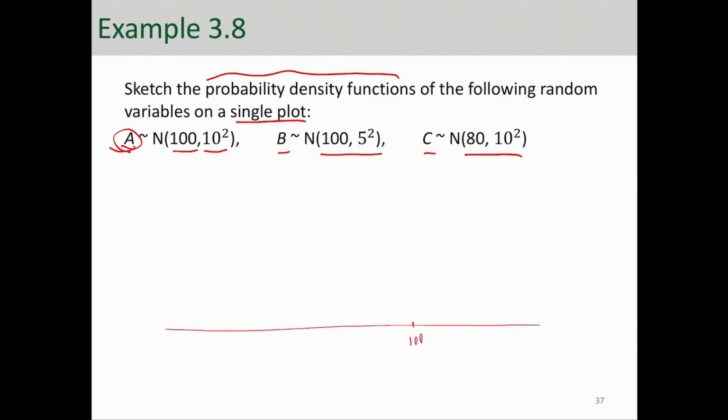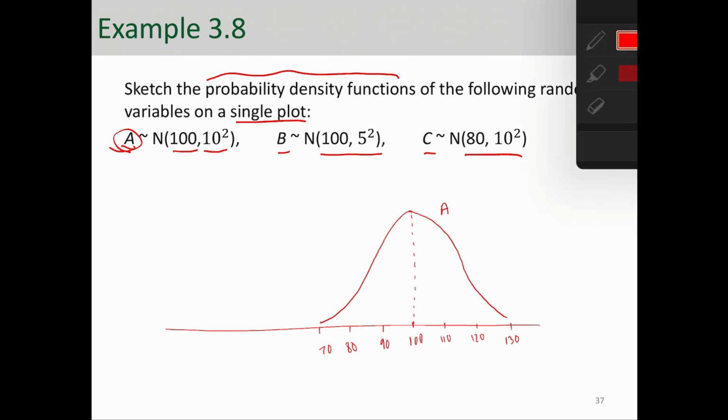So doing the same, mu plus 3 sigma for this random variable would be 110, 120, and 130 is mu plus 3 sigma. And mu minus 3 sigma would be 90 here, 80, and 70. And this random variable would have a distribution like this, right? So this is random variable A.